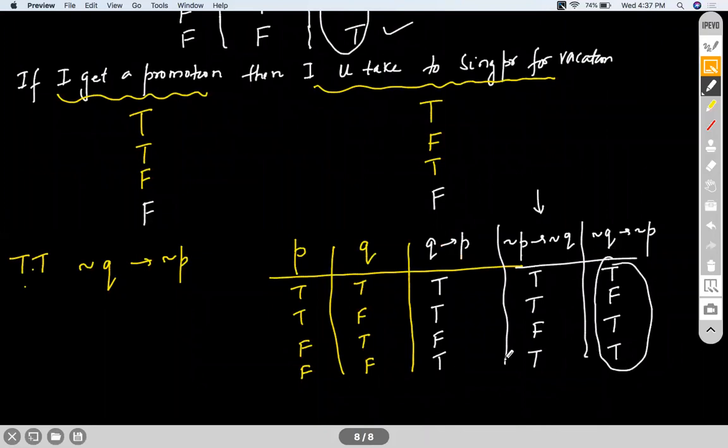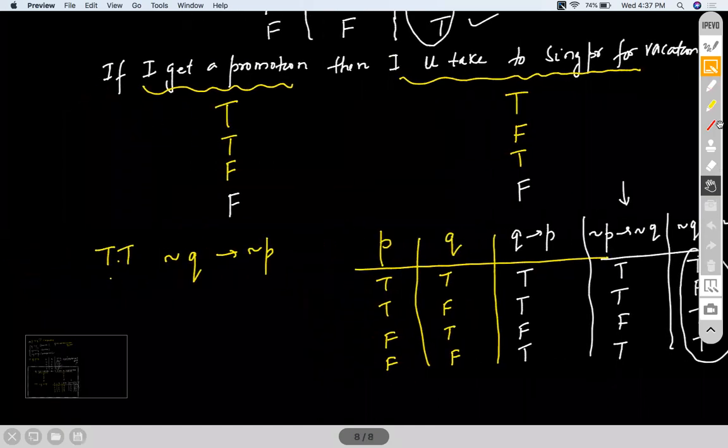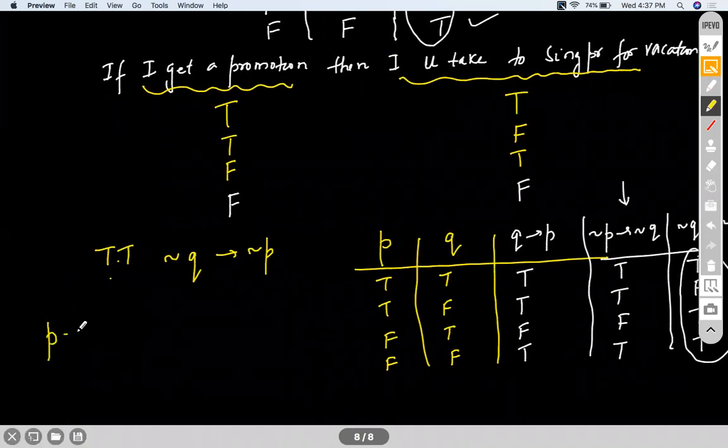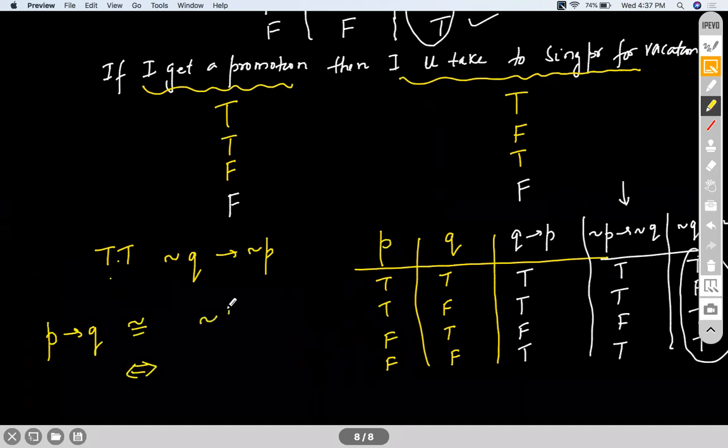What does it mean? Sir, it means to us that P implies Q is logically equivalent. So many books write it like this. Many books write it like this. Both are fine. It's logically equivalent to saying if not Q, then not P.